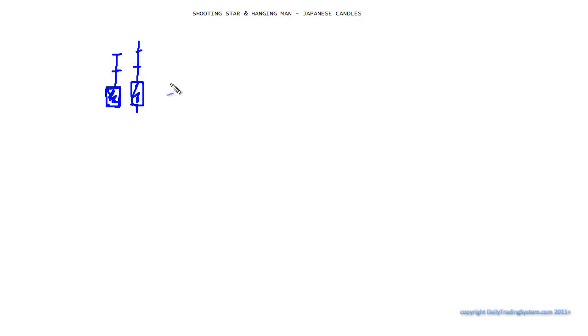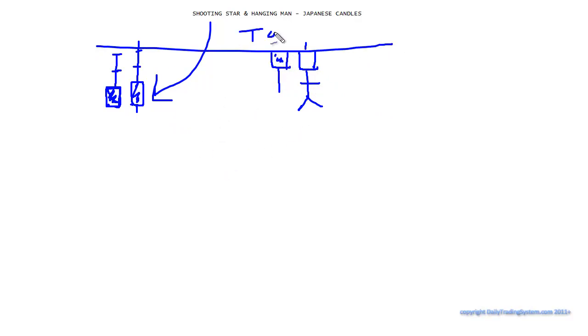So that's the shooting star, and the hanging man is basically the opposite. Let's draw that line down there. That one's the hanging man, because this is like its head, this is like its body, and this is like its feet. That's why it's at the top there. So these only happen at the top of trends.